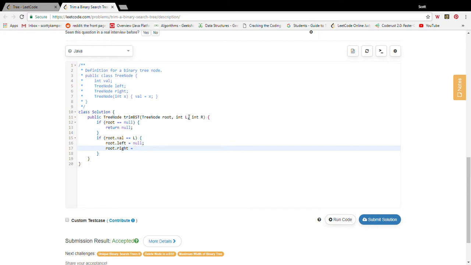So we'll make a recursive call. We'll pass in the root's right, so we're making our way down the tree, and we'll just keep L and R the same. So we'll recursively solve it for the right, and we will return the root.